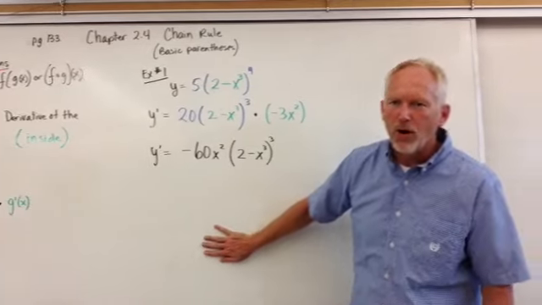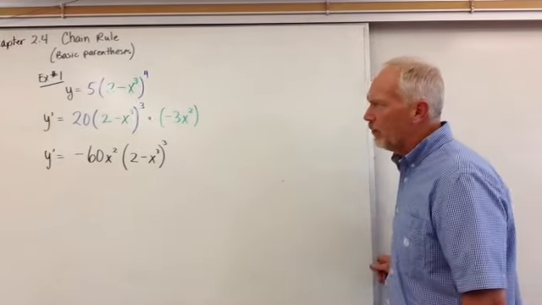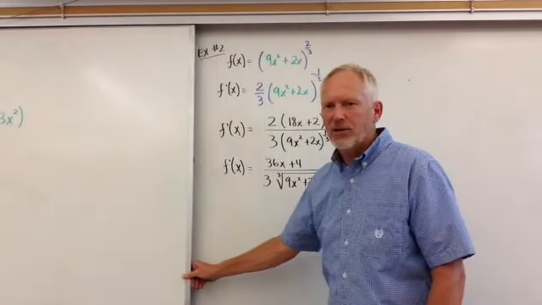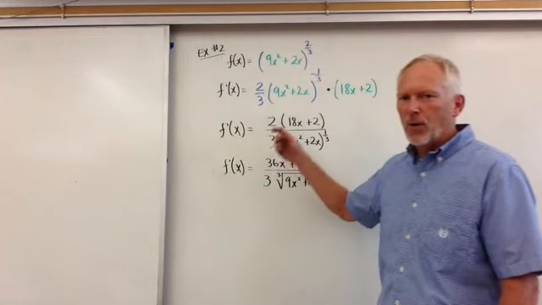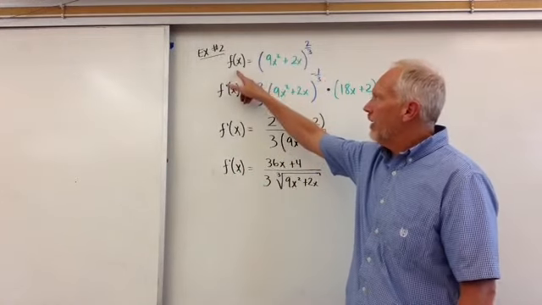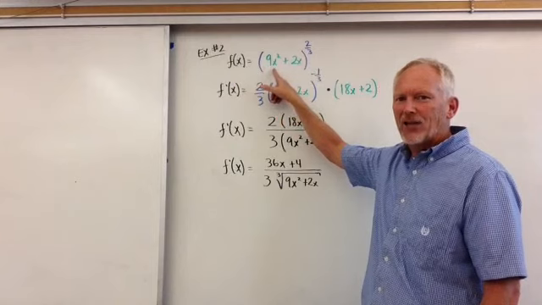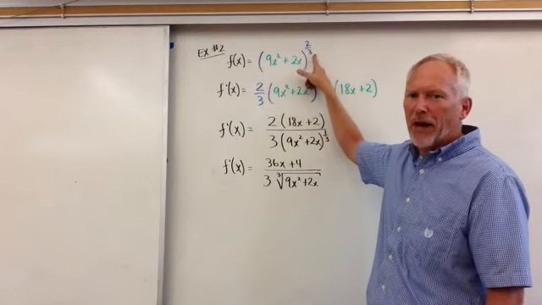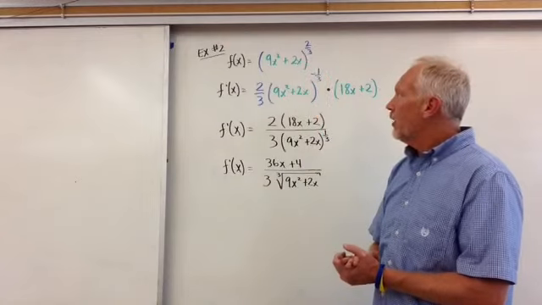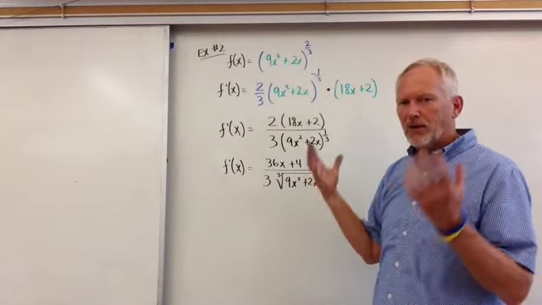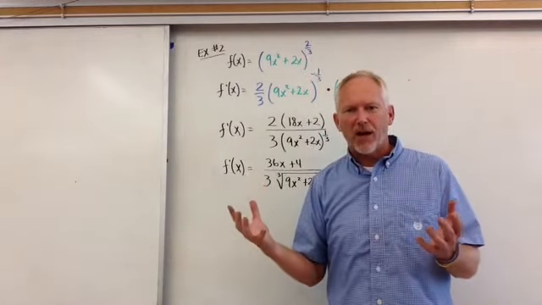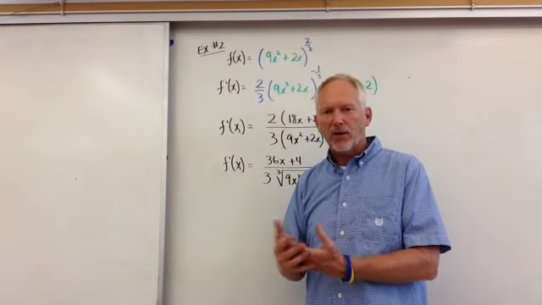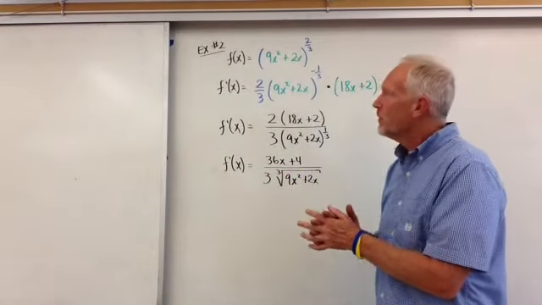All right, so our next example involves some fractions as exponents. So if we look here, this is f of x is equal to 9x squared plus 2x all to the 2/3 power. All right? So again, same basic rule. We take the derivative of the outside function, and then we take the derivative of the inside function.